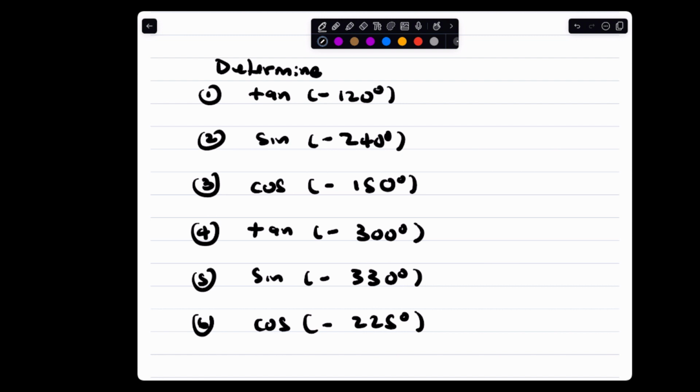So I'll give you guys some time to write that down, and then I'll get that picture there for you guys. Okay, and you're going to use your what? Use your negative properties.